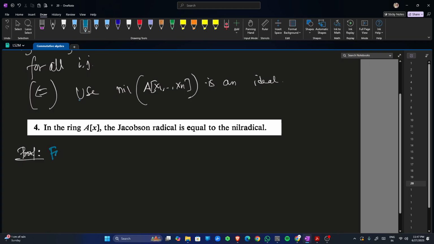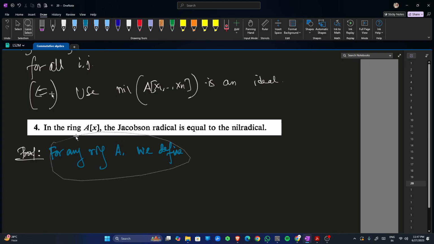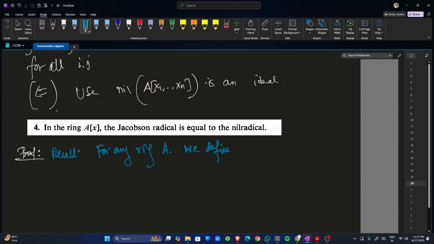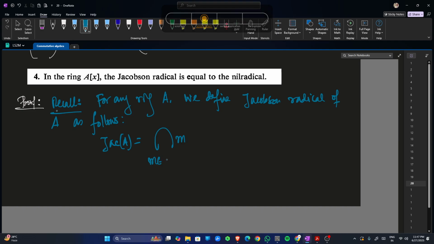So for any ring A, recall, we define the Jacobson radical of A to be as follows: Jac A is the intersection of M, where M belongs to max spec A. The intersection of all maximal ideals is called the Jacobson radical.